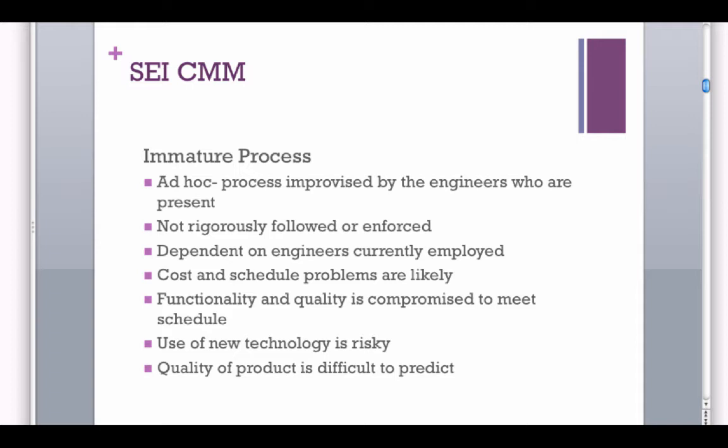of an immature process. With an immature process, use of new technology is risky. Okay, so when I talk about new technology, that could be any tool or any maybe new programming paradigm or methodology.